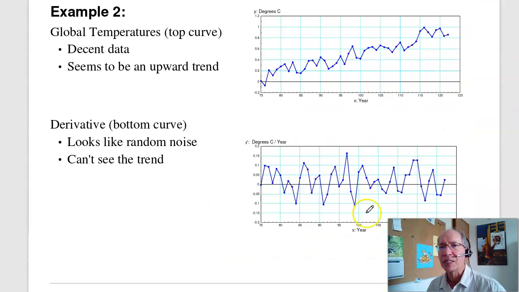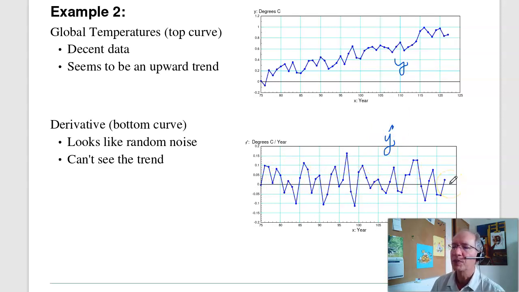Another example. Here's global temperatures. If you look at it, it's pretty clear temperatures are increasing. That means the derivative, or the slope, should be positive. There is yearly fluctuation. That's your noise. If I take the derivative, and here's y prime, all I see pretty much is noise. That's a real problem with derivatives in practice. Derivatives tend to be noise amplifiers.